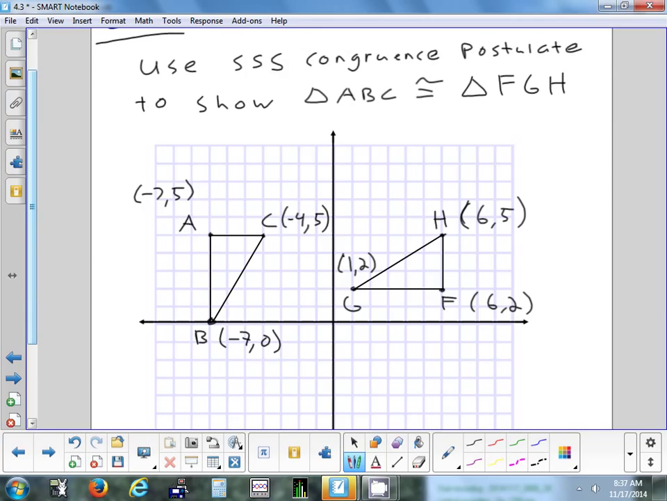So try that. See if you can find the lengths of the 3 sides on the left and the lengths of the 3 sides on the right. When you use the distance formula, that proves that the length is what you said it is because you used the formula. We can't just count, especially the ones that are on a diagonal. So just try using your distance formula and see if you can show that.